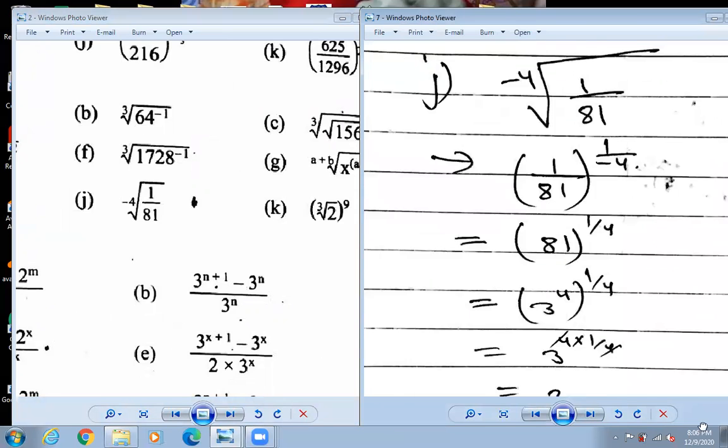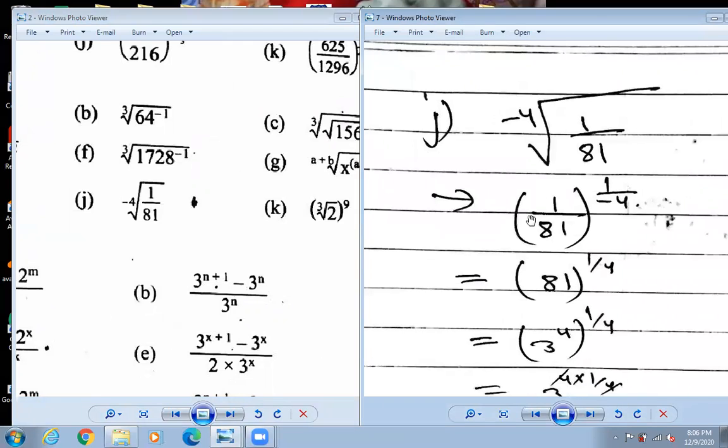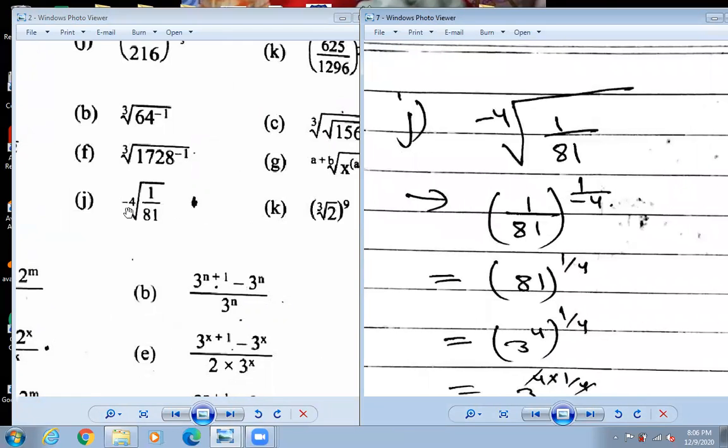Okay, let us do number J. The minus sign is there, but there is no problem over here. So what shall we do? 1 by 81 is there. If there is root on the minus 4, then what do we need to write in the divide sign? 1 by minus 4. So 1 by 81, 1 divided by minus 4.